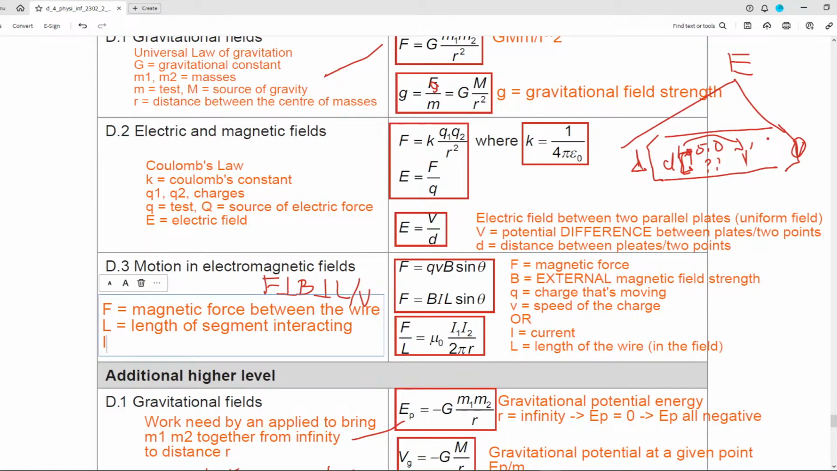I1 and I2 are the currents in each wire respectively. And mu0 is the permeability of free space, which you can find on the formula sheet.